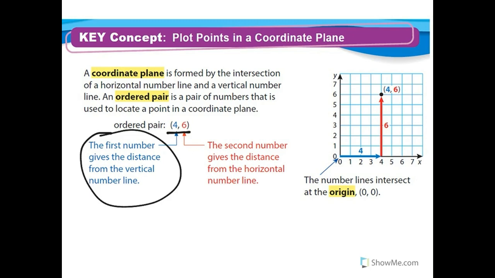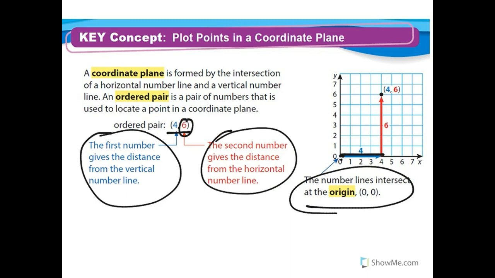So the numbered lines intersect at the origin 0, 0. So from the origin, we go 4 on the vertical number line. And then the second number gives the distance from the horizontal number line. So we've got 4 here, and then the distance, we're going to go up vertically 6. So 4, 6, that would be our point. Let me erase this so that you can see that.